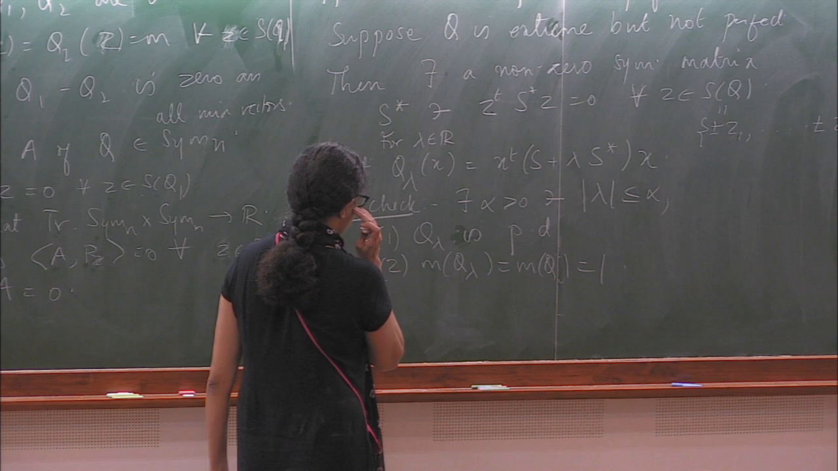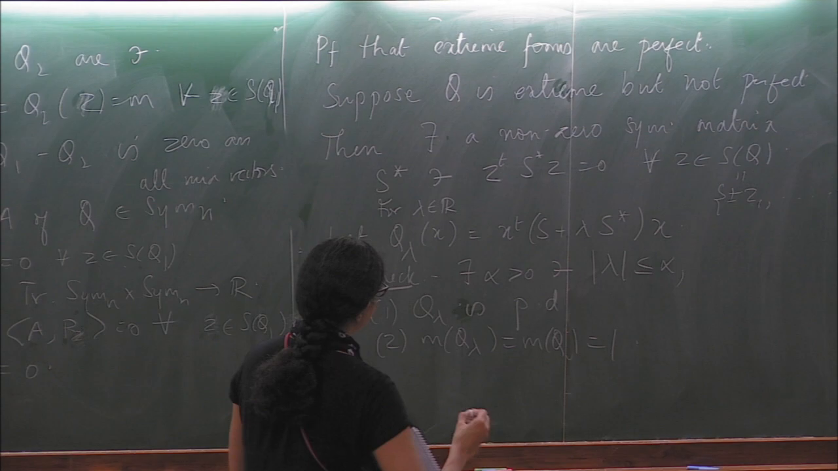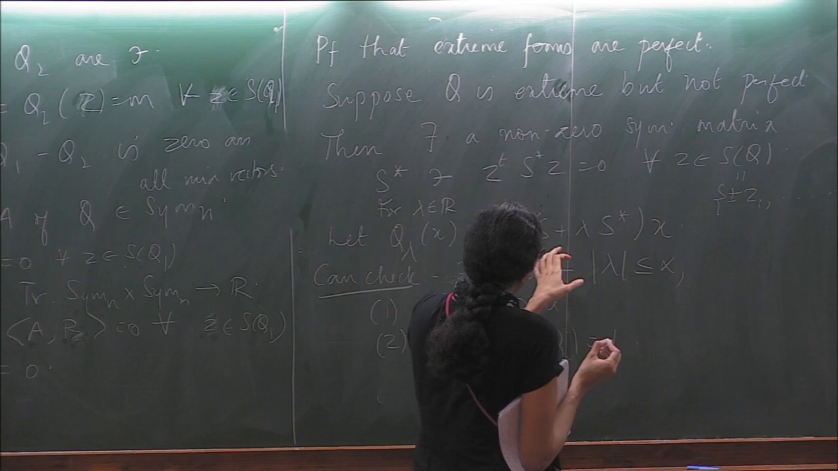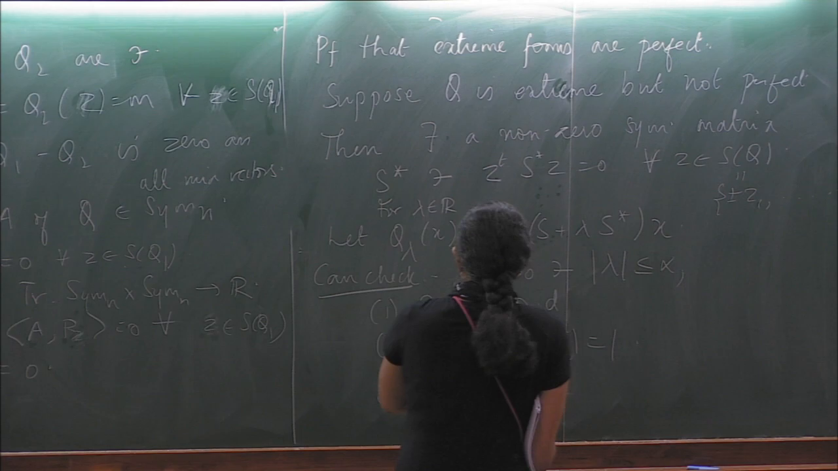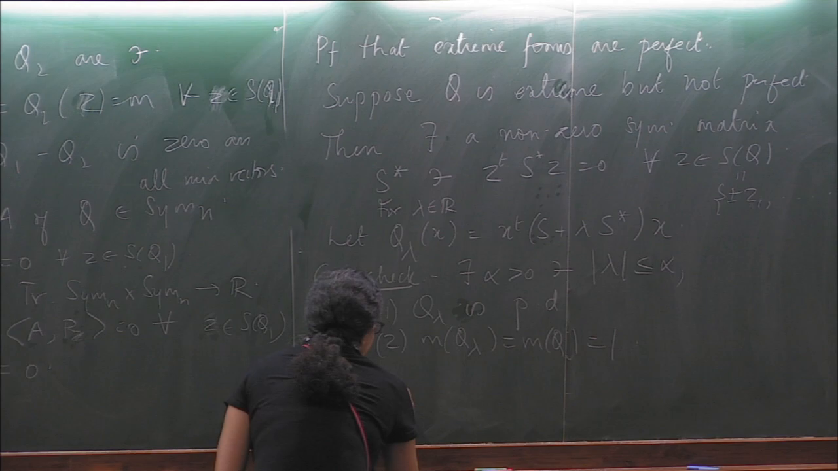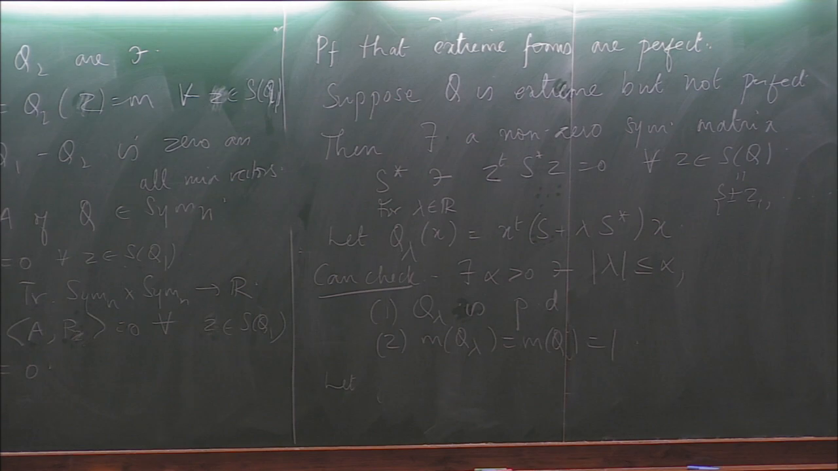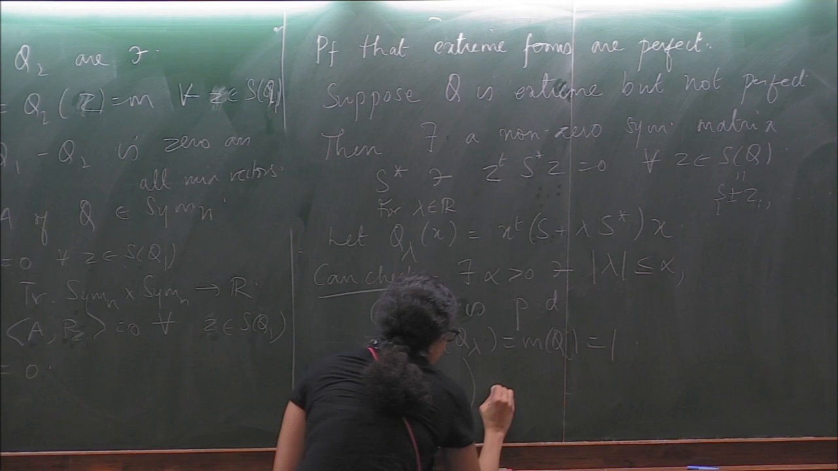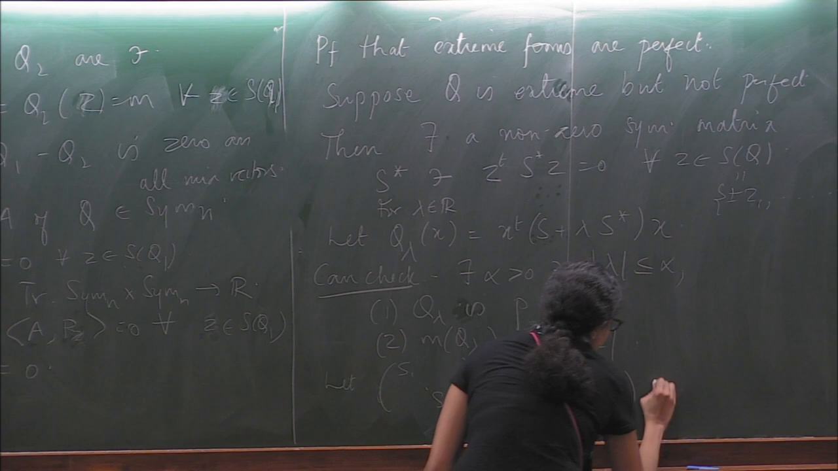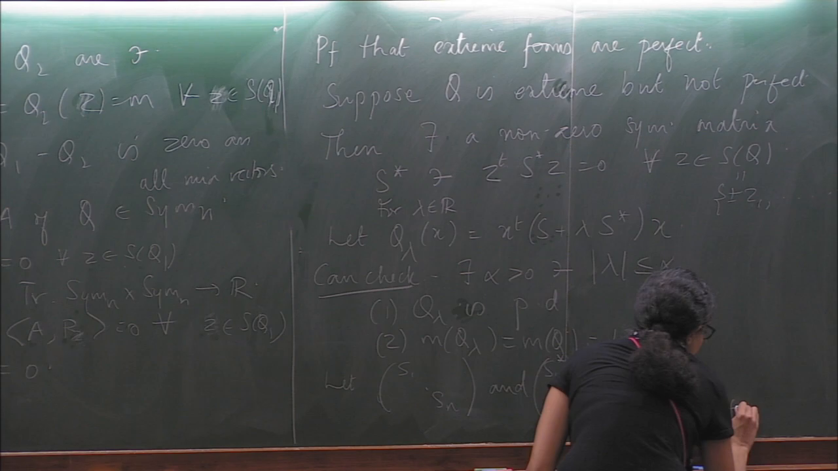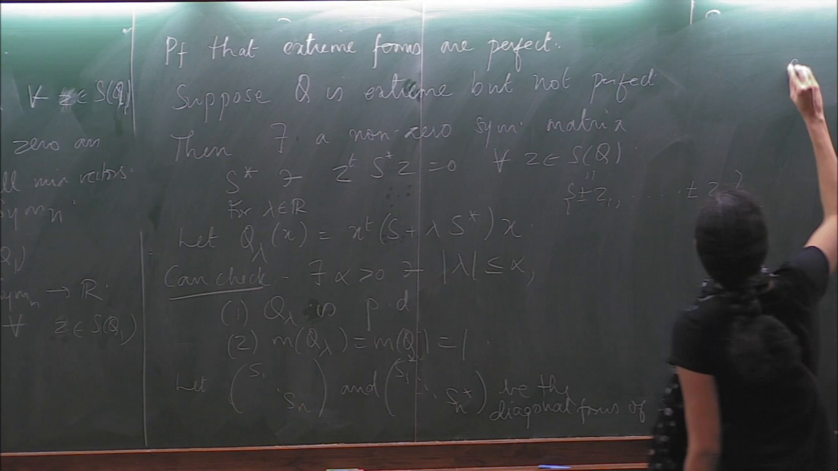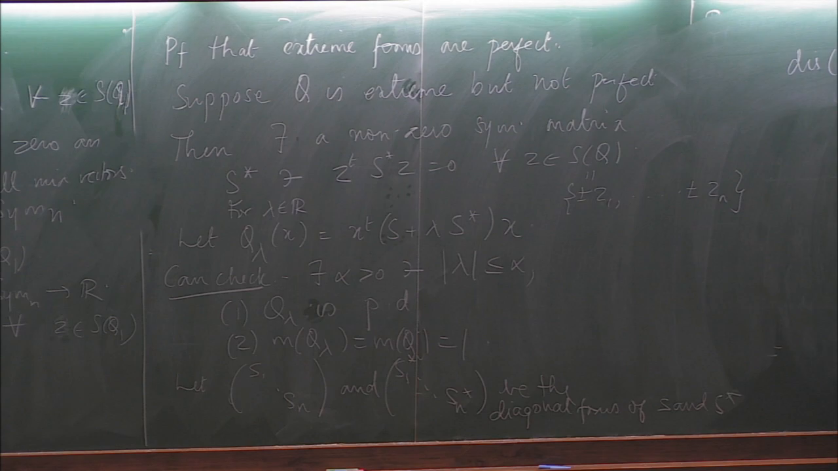Okay, so up to similarity, you can find an orthogonal matrix for S and S star such that this is similar to a diagonal matrix, right? So I'll put this in diagonal form. Let S_i and S_i star be the diagonal forms of S and S star. Then the discriminant of Q lambda is the product for i equals 1 to n of S_i plus lambda S_i star.